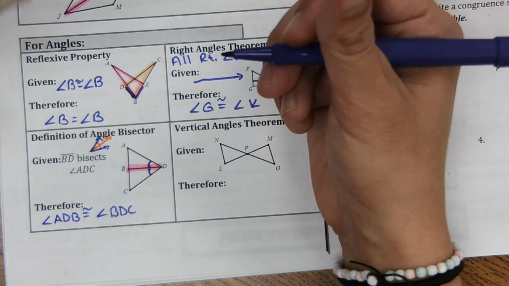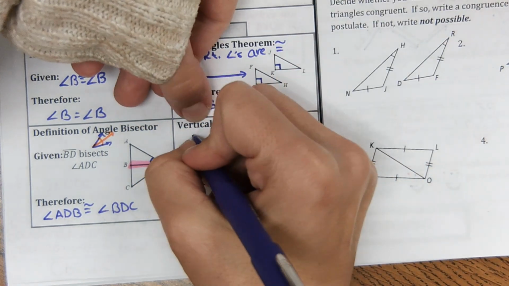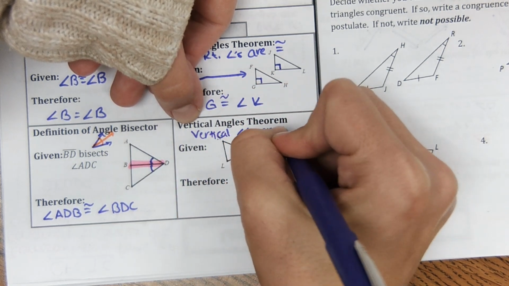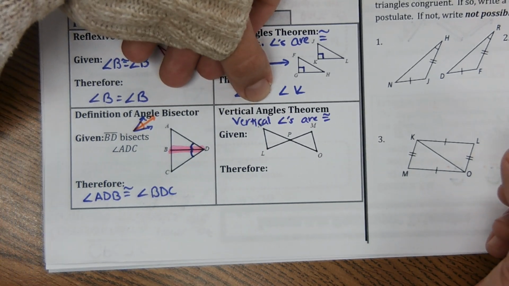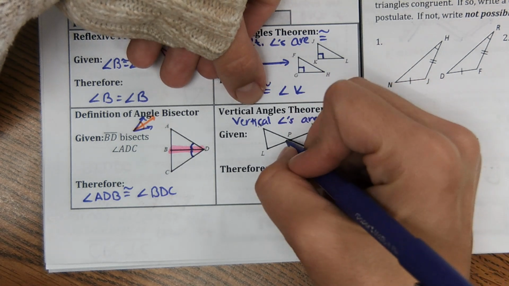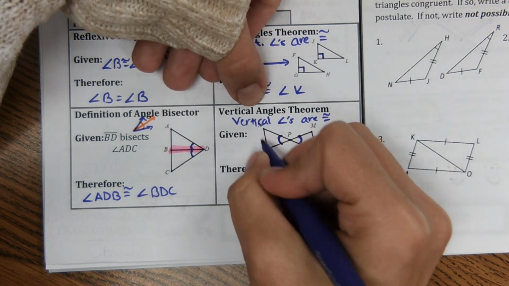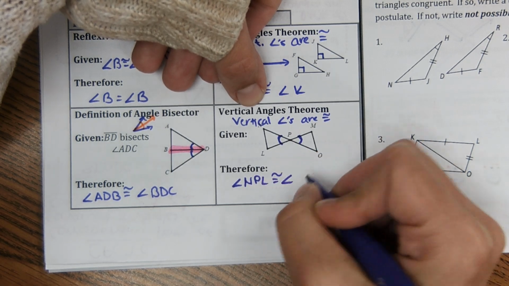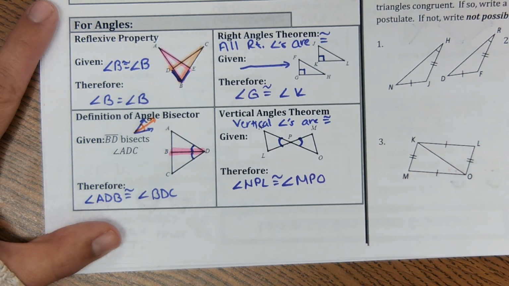And then vertical angle theorem came up a lot last week too. Vertical angle theorem: vertical angles are congruent. So in this picture here, this angle equals this one. So we get angle NPL is congruent to angle MPO because they are vertical angles and vertical angles are congruent.